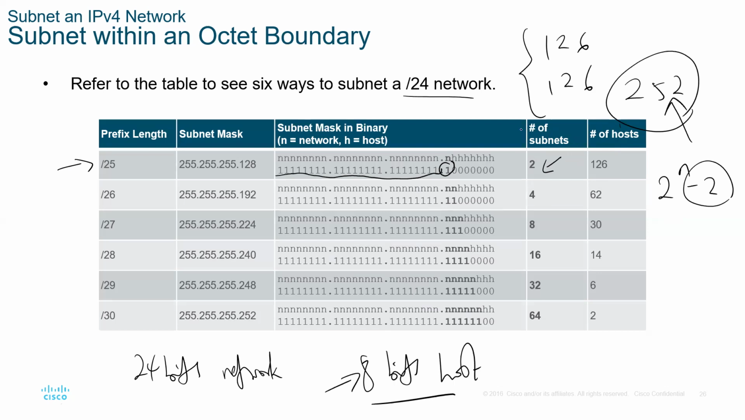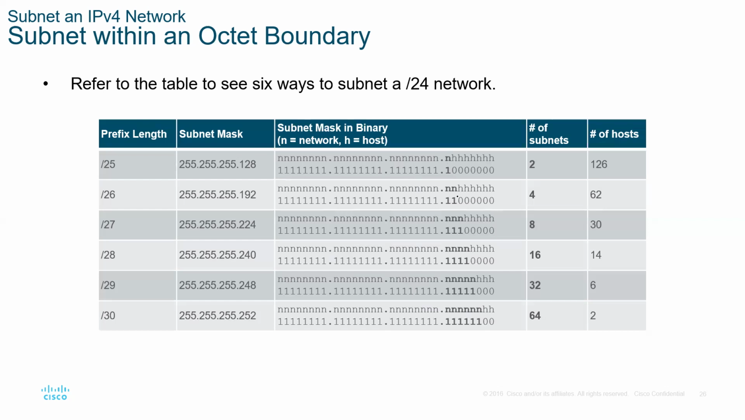If I borrow 2 bits from the host portion, it will mean I will have /24 plus 2, which is a /26. 2 to the power of 2, 4 networks. I've borrowed 2 bits. I'm left with 6. 2 to the power of 6 minus 2, it will give me 62. The same thing. If I borrow 3, I get a /27. If I borrow 4, if I borrow 5, if I borrow 6. So the whole logic of subnetting goes on borrowing bits.